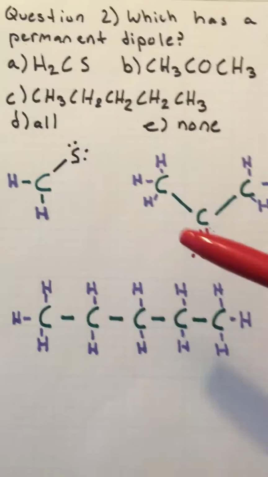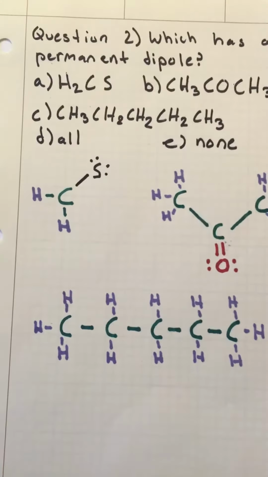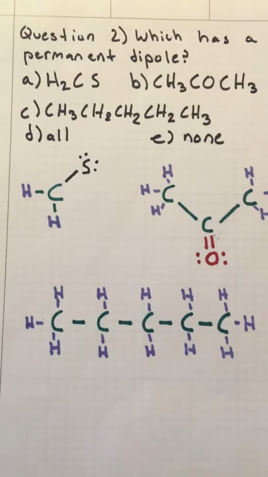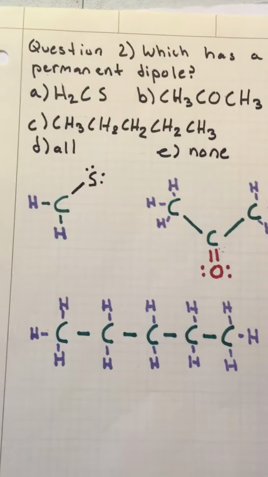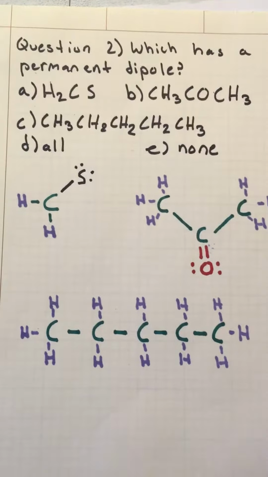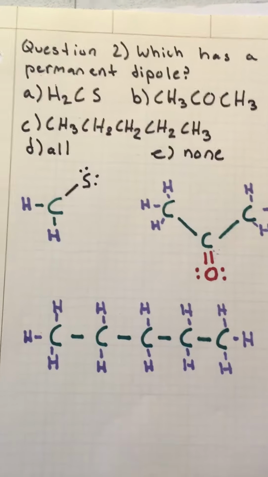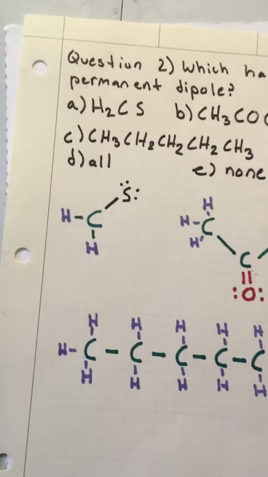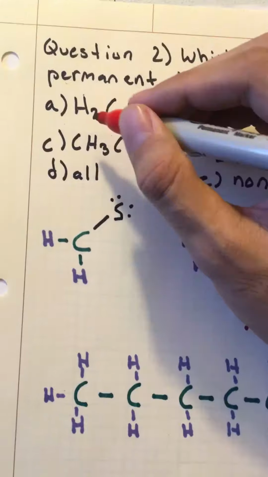So let's go ahead and draw these out ahead of time. That way I can go ahead and explain them. So what we're looking for is a permanent dipole. So we're looking for an imbalance in the electronegativity in the molecule. So let's look at our first contender, H2CS.